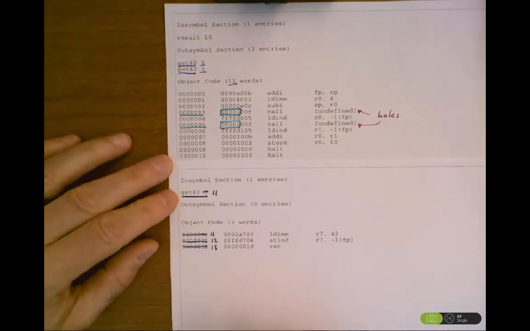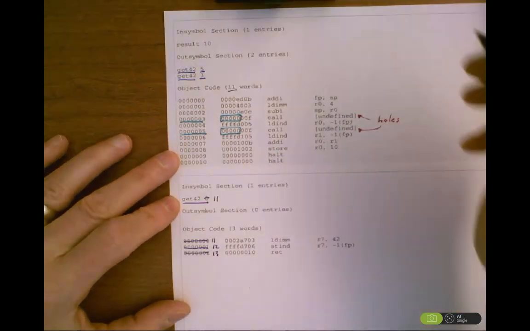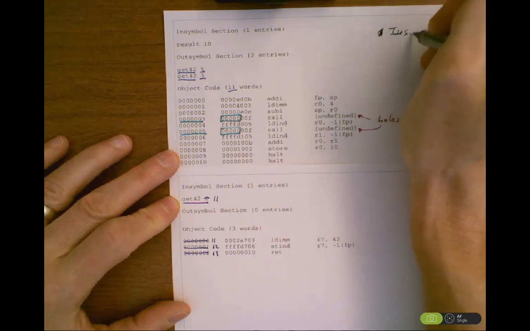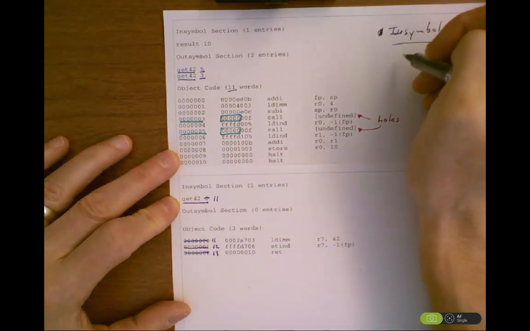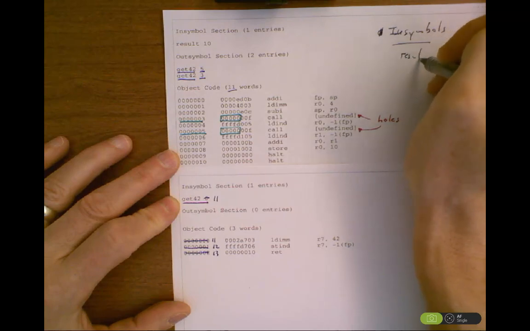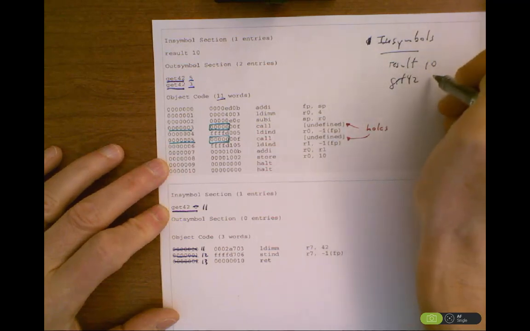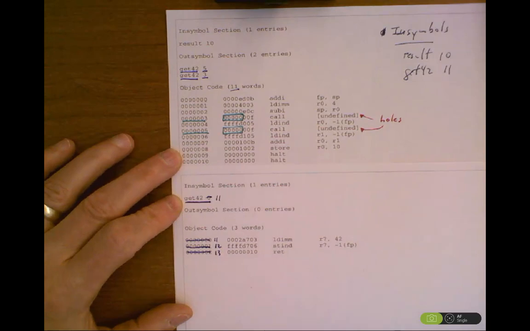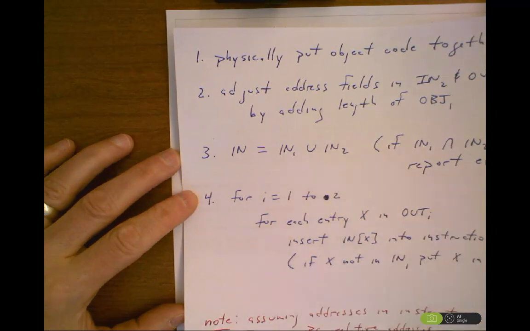Okay, step 3 was actually combine the in symbols sections together. So the combined in symbols for the result is going to be: the label result is still at address 10, and get42 is now at address 11. Those are the in symbols of the result when we add those together. Okay, that's step 3, to bring those in symbols together.